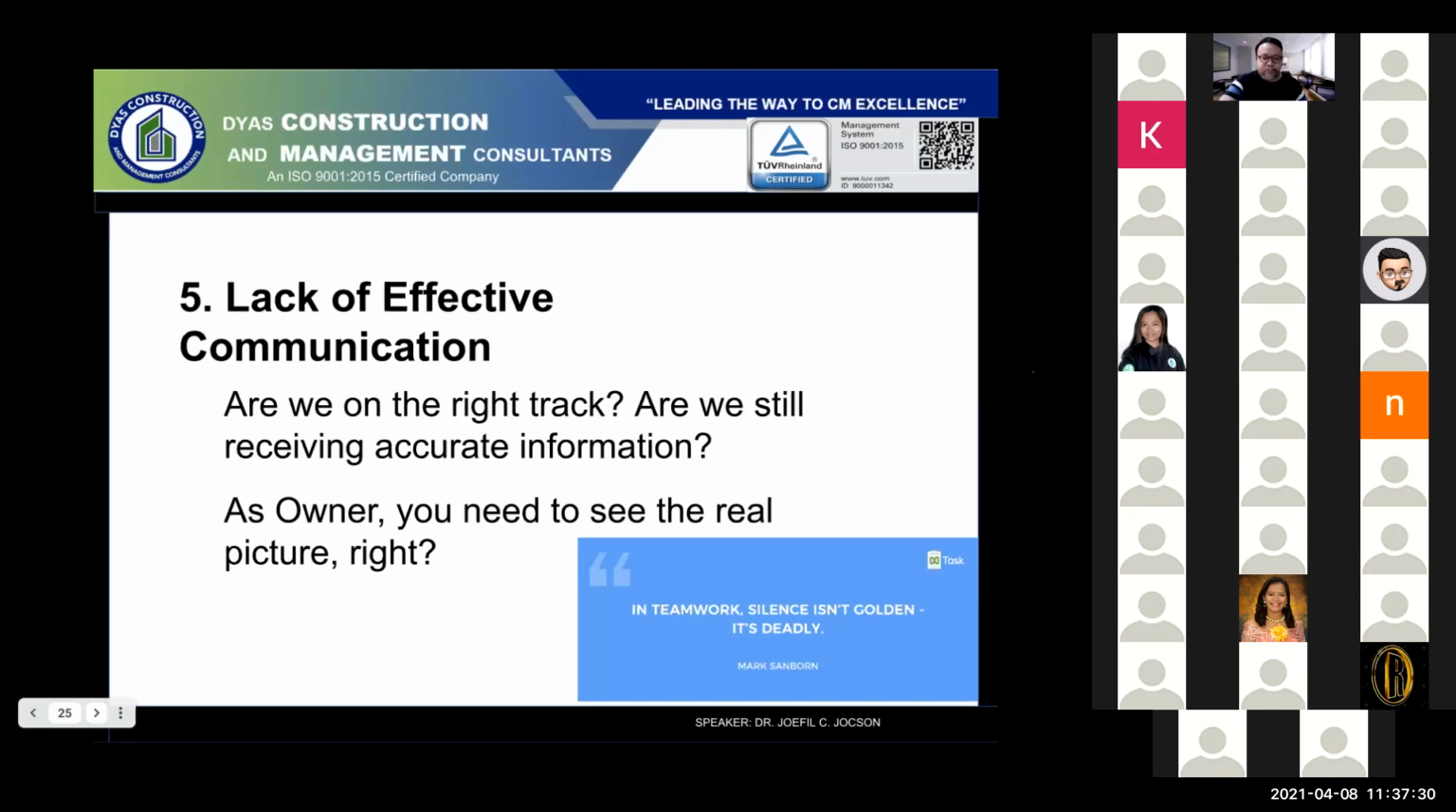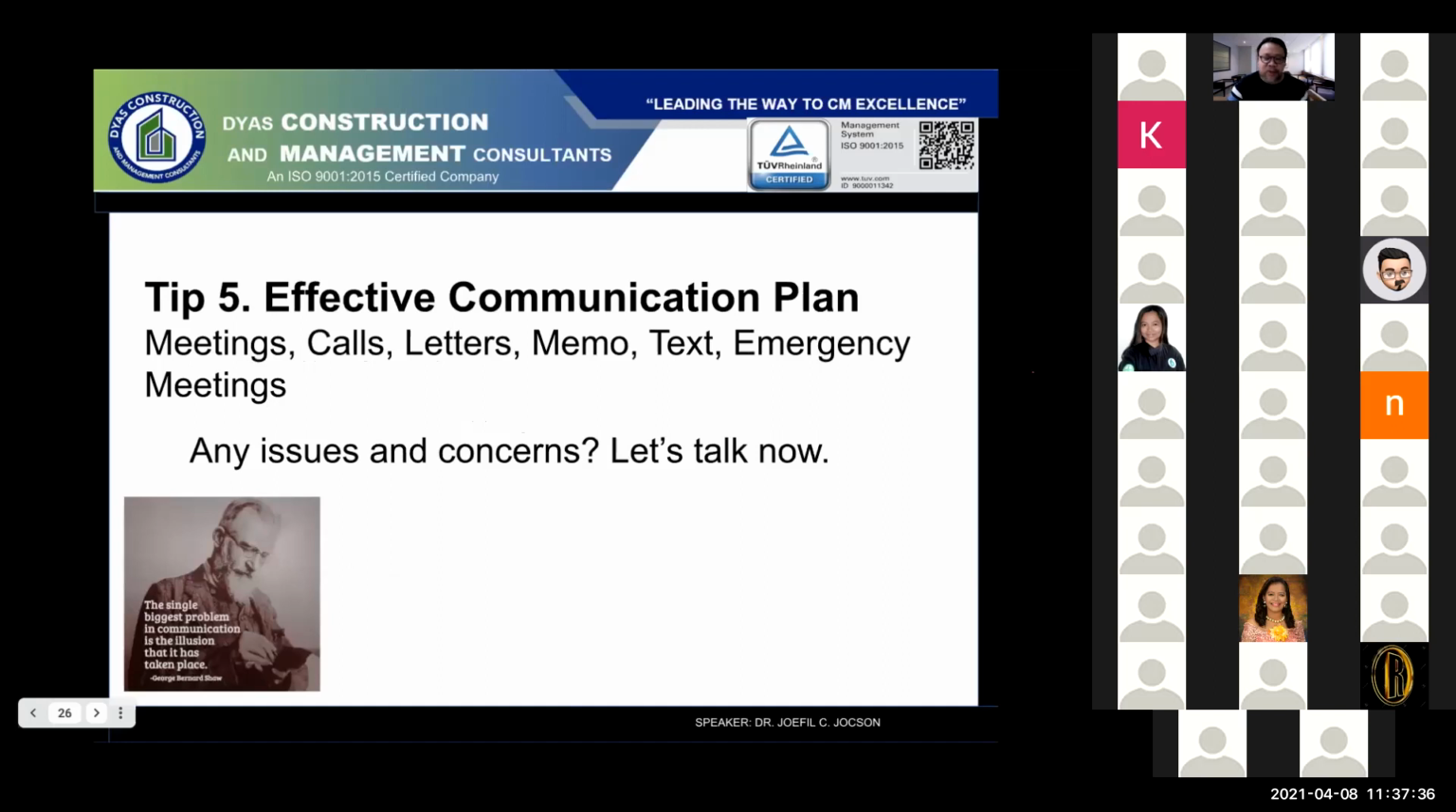Yeah. So lack of effective communication, no? So ano naman yan? So simple lang, dapat meron kang effective communication plan. Okay? Meetings, calls, letters, memo, text, emergency meetings. Kung may mga issues and concerns, emergency meetings kagad tayo. Any issues and concerns, pag-usapan na natin, agility, agile. Hindi na natin, gagaya na sinasabi ko, hindi na natin hintayin.